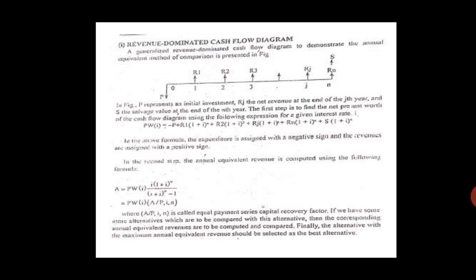In the above formula, the expenditure is assigned a negative sign and the revenues are assigned a positive sign. So whatever outflows there are, they are negative, and whatever inflows or revenues there are, they are assigned as positive.